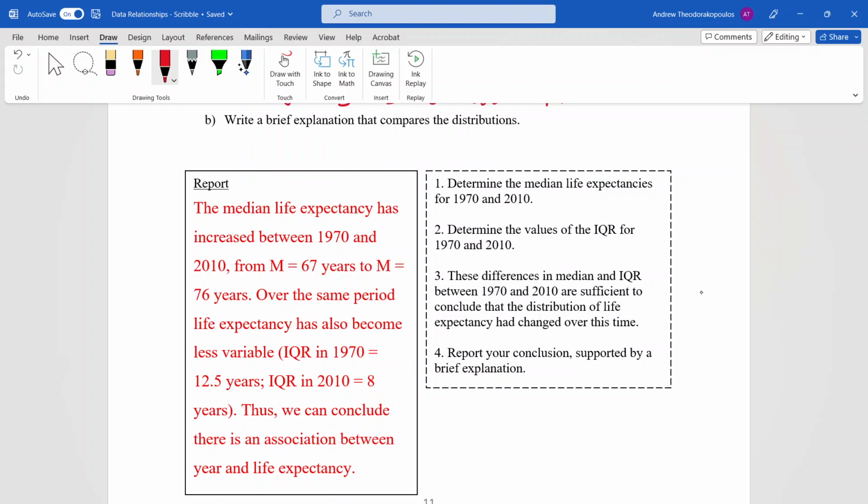Okay, so we're ticking off almost like four sentences. Determine the median, determine the IQR. Are they sufficient to conclude that this has changed over time? As long as the median has changed, and as long as the IQR has changed, then yep, we can say that the life expectancy has changed over this 40-year period from 1970 to 2010.